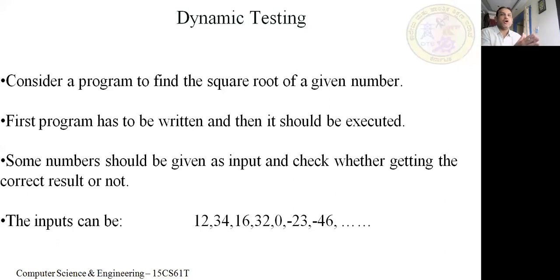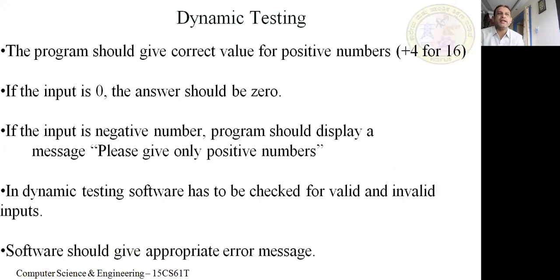So you need to test for all such type of numbers there. So that is what you would do in the case of dynamic testing there. We'll see what happens. So the inputs are given. For example, the program should give the correct value for positive numbers. Yes, it should give the correct value for positive numbers. Like for example, for 16, the square root is 4, as we know.